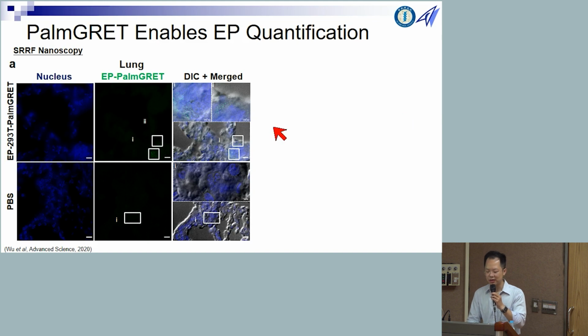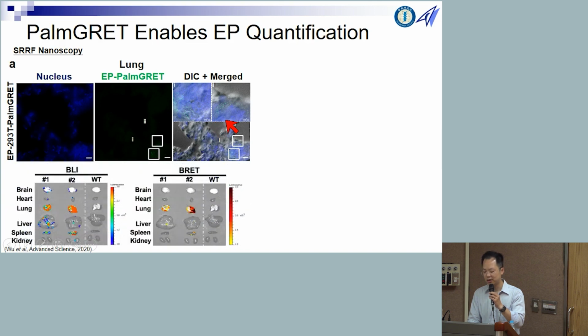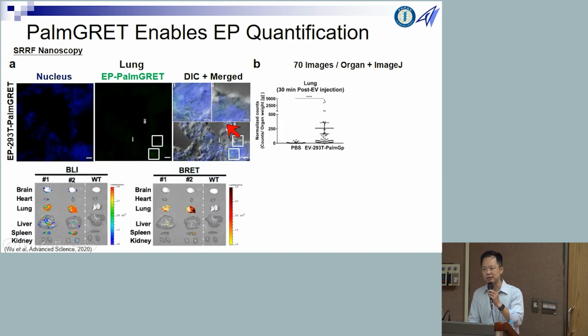And beyond that, we can actually section the tissues that you saw earlier, and then we did immunostaining, and we were able to do nanoscopy on them. And very importantly, we can actually quantify it. This is one of the hardest problems in the vesicle field right now, to quantify vesicles, especially in vivo or ex vivo. And again, as you can see, we quantified 70 images per organ by using ImageJ, and we saw a lot going to the lung, and that's what we saw.